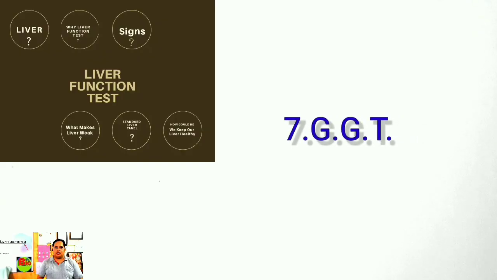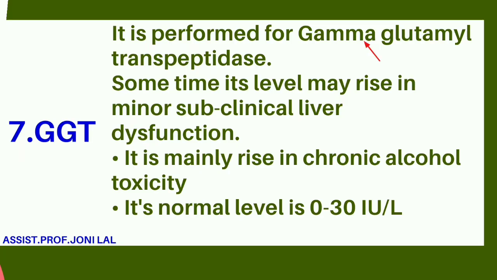Seventh, GGT. It is performed for gamma glutamyl transpeptidase. Sometimes its level may rise in minor subclinical liver dysfunction, but it mainly rises in chronic alcohol toxicity, and its normal level is 0 to 30 IU per L.